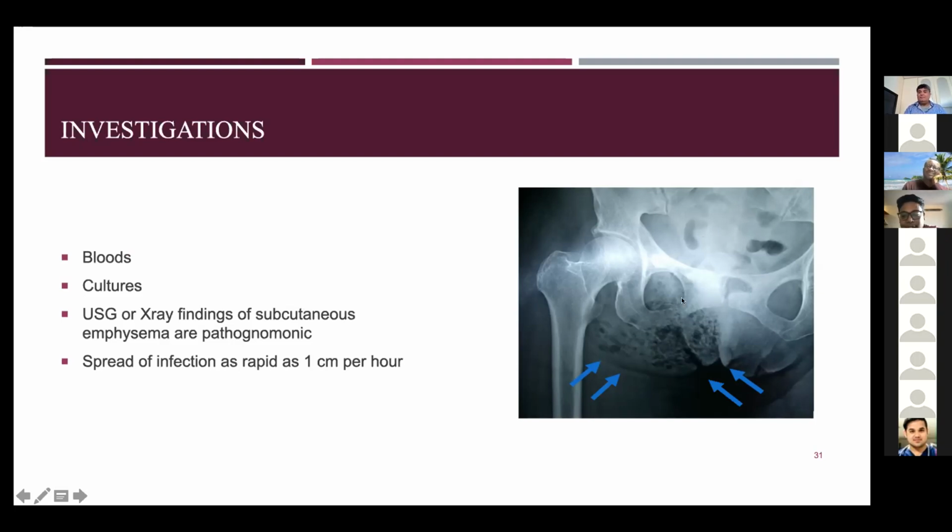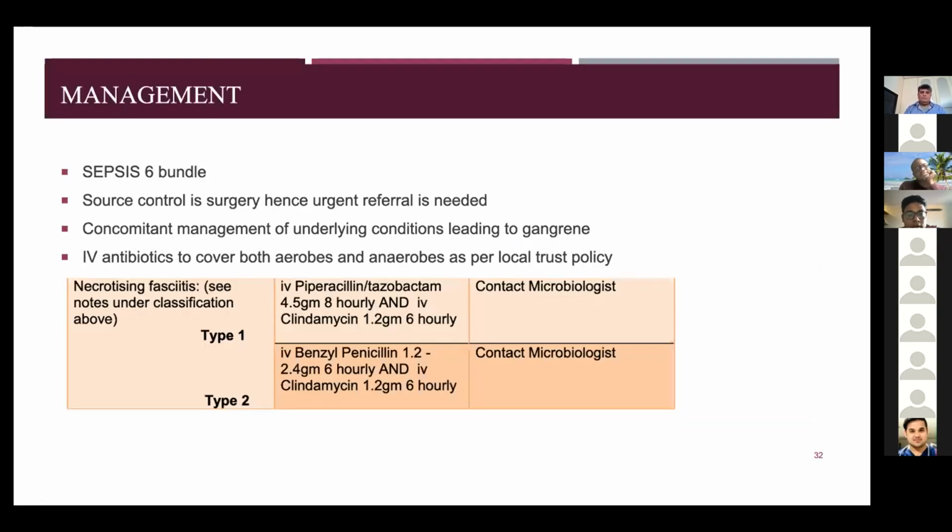Any investigation should not delay the management and referral, because the spread of infection is as rapid as 1 centimeter per hour. As part of the management, the sepsis 6 bundle should be provided to patients triggering on sepsis. Source control is usually surgical, hence urgent referral is needed.